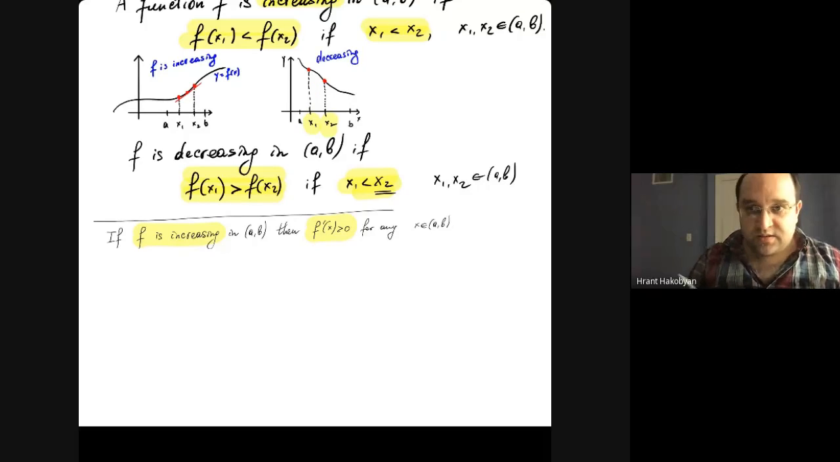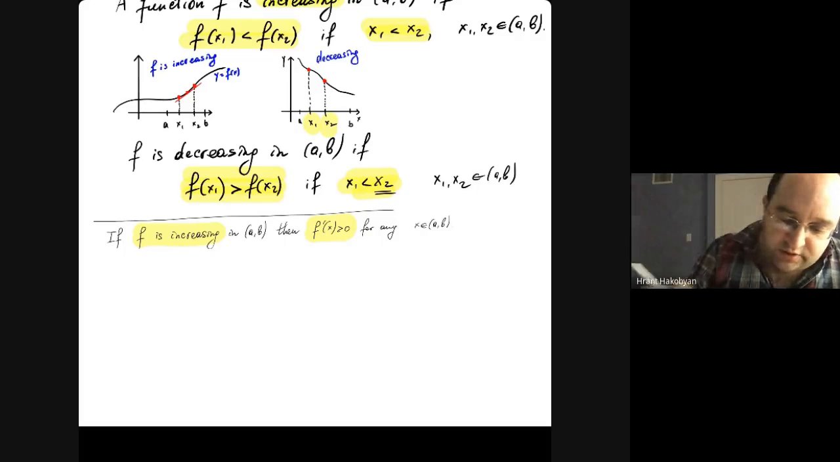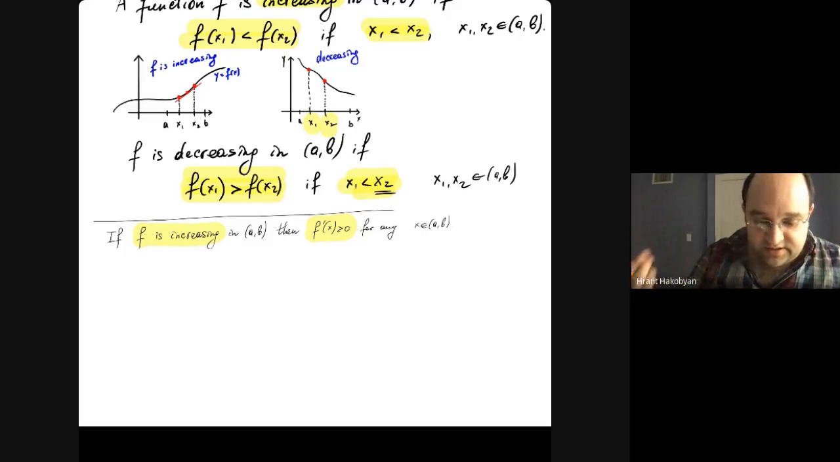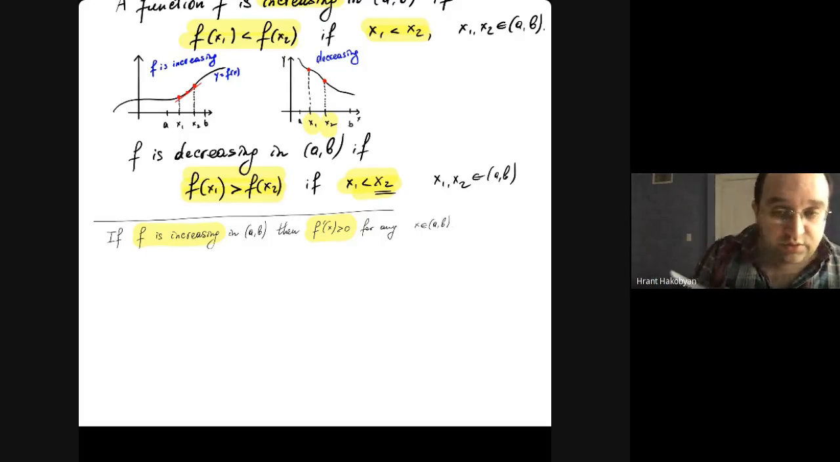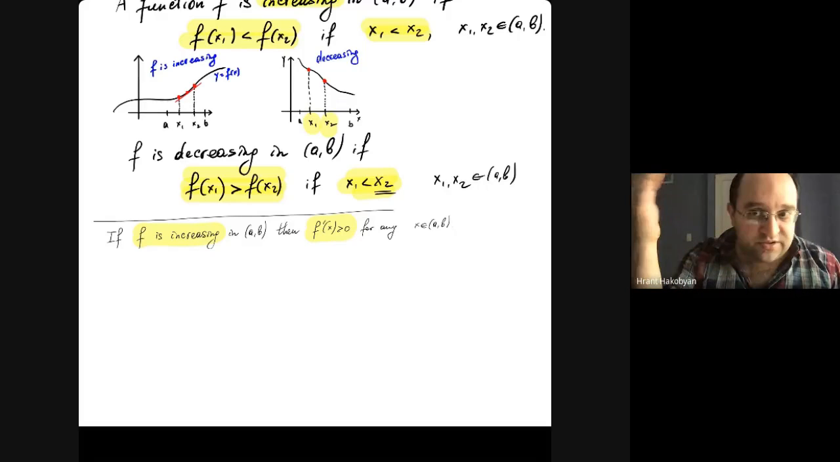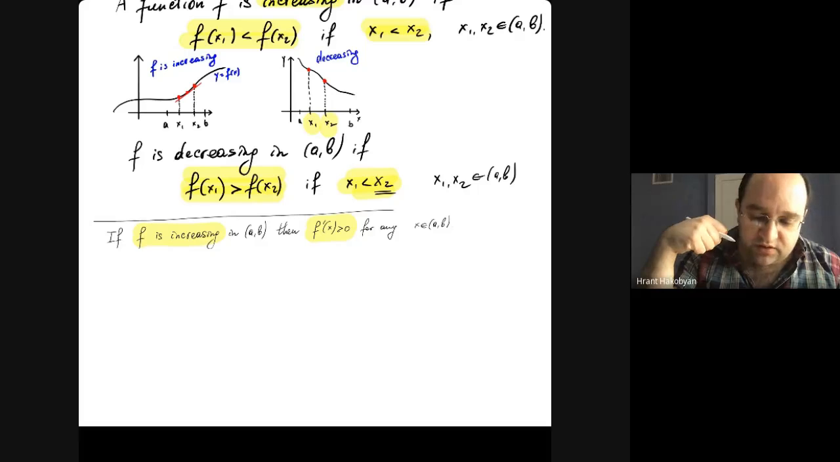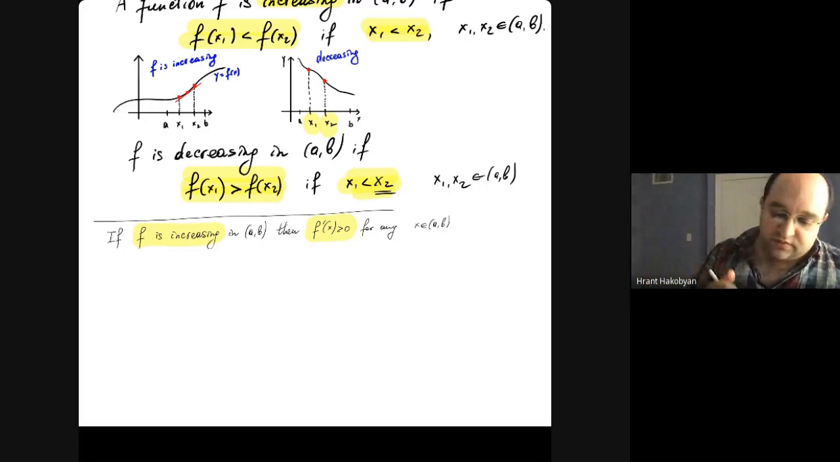Okay, that's a very nice thing. So that's a very easy way to check whether something is increasing or not. Looking at the formula of the function, it's really hard to find out, but if you know the derivative, it's much easier to find out when the derivative is positive or negative.